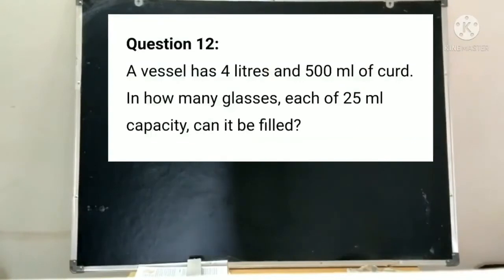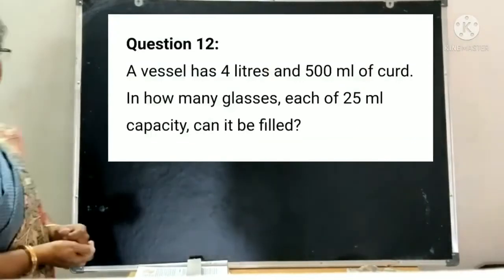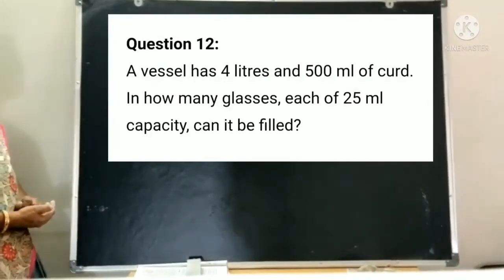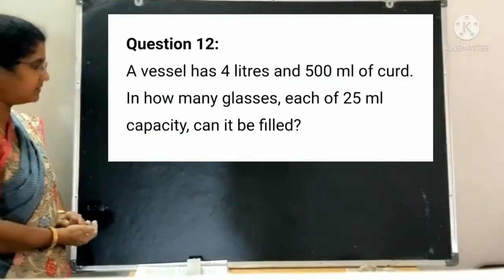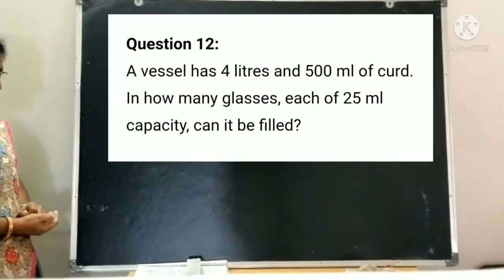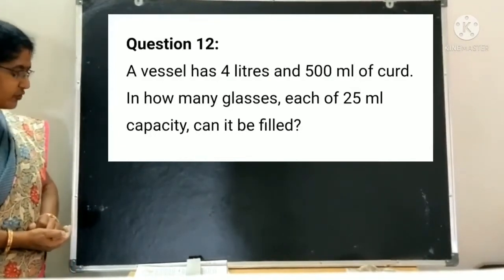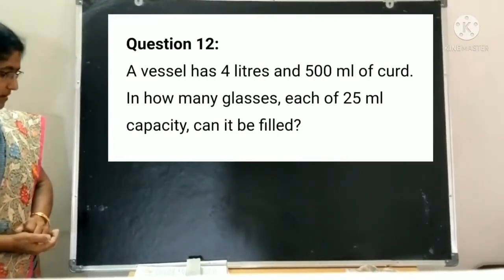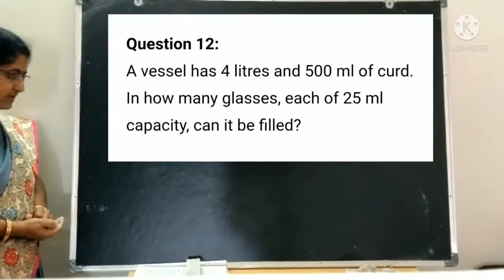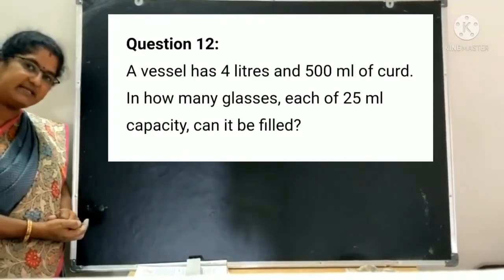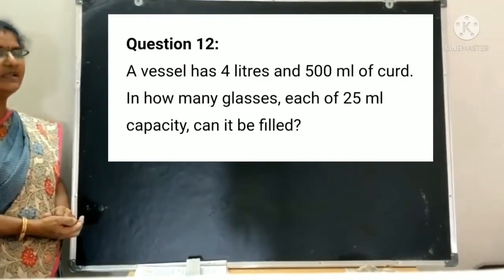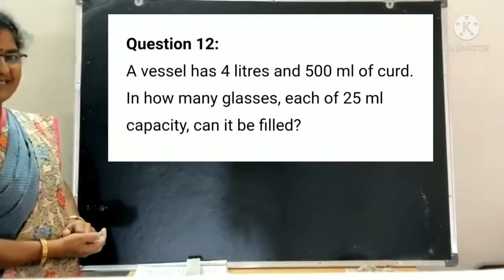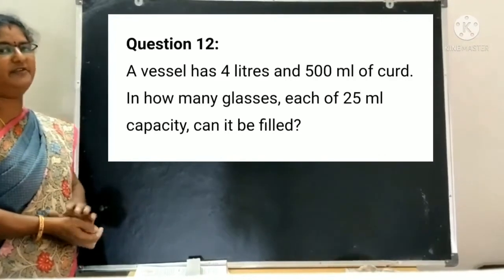Next question, question number 12. See this. A vessel has 4 liters and 500 milliliters of curd. In how many glasses, each of 25 ml capacity, can it be filled?